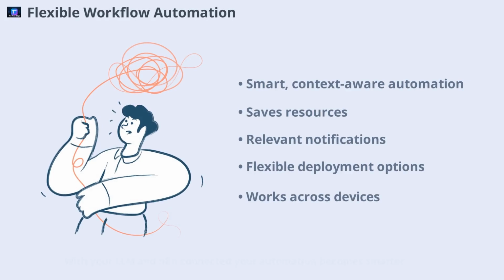With your LLM and N8N connected, your automation becomes smarter. Instead of running tasks on a fixed schedule, your agent can check if conditions have changed before acting. For example, it can analyze system logs and decide if a summary is needed, then email you only when it's relevant. This approach saves resources and ensures you only get the information you need. If your Raspberry Pi can't handle both N8N and Ollama, you can run them on separate devices within the same network for even more flexibility.